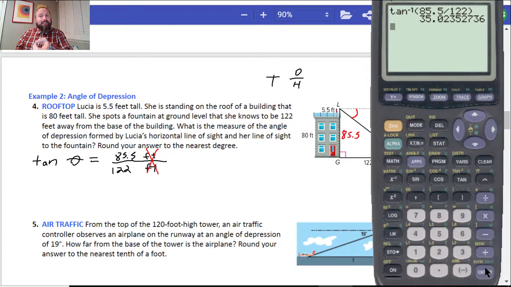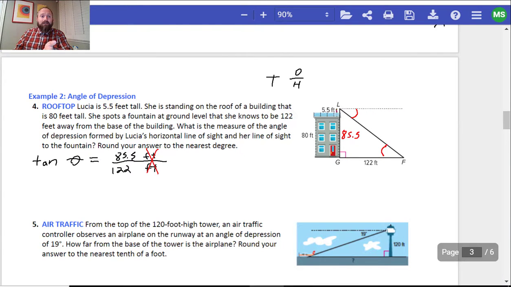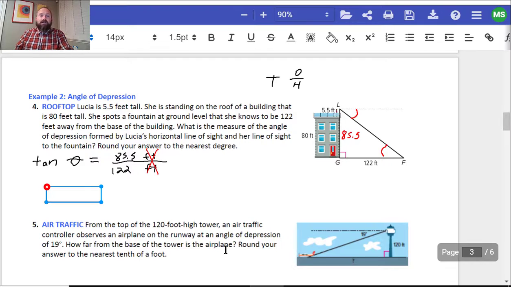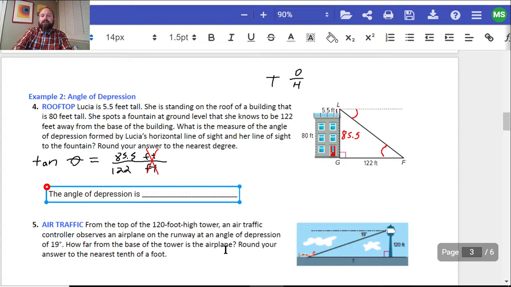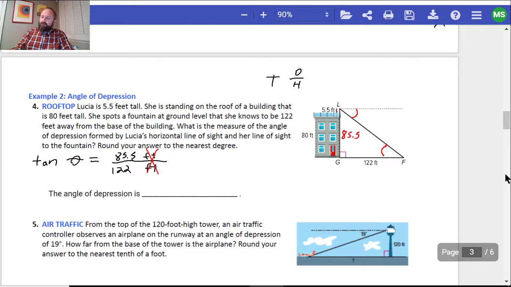And remember, it's asking for the nearest degree. So it looks like the angle of depression is 35. So now I'm going to type it out. The angle of depression is blank. So let's write it out now. 35 degrees. Alright, I left you with 1 angle of elevation, and I'm leaving you with 3 angle of depression because it's very important.